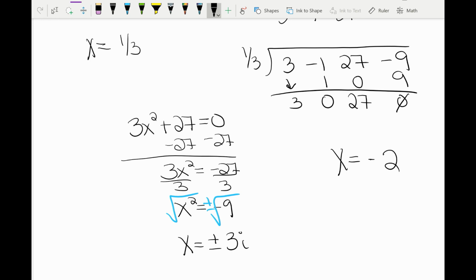So I have -2 as my first answer, 1/3 as the second one, and then I have 3i as my complex 0, and then I have -3i as my other complex 0.